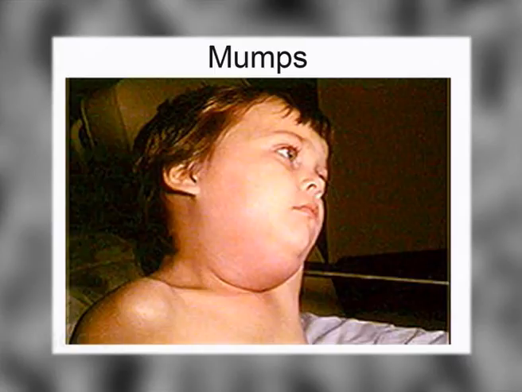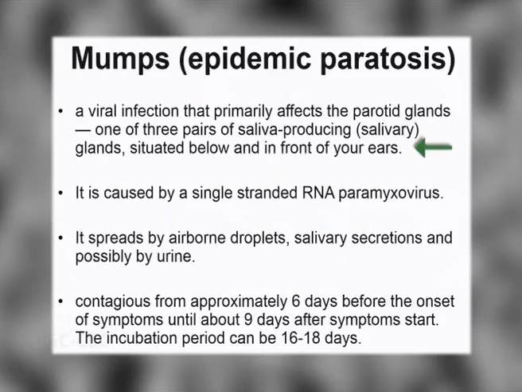Now what is happening in this disease? It is a viral infection which affects the parotid gland. That's why it is called parotitis, and it affects the salivary gland. It is caused by a single-stranded RNA virus, the paramyxovirus, and it's spread through airborne droplets, through salivary secretions, and possibly by urine.